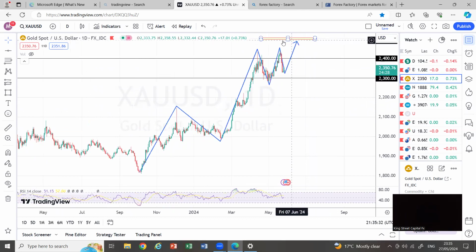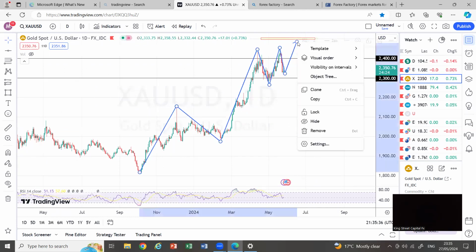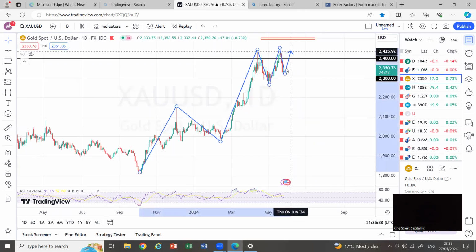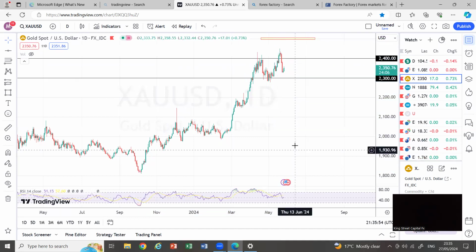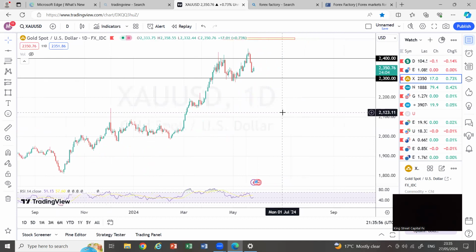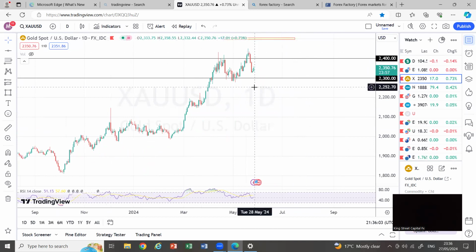Right, so we see this resistance level coming up if the price does follow the trend. Let me just remove this whole thing. All right, so this is our ceiling that we would use, which would count as resistance.